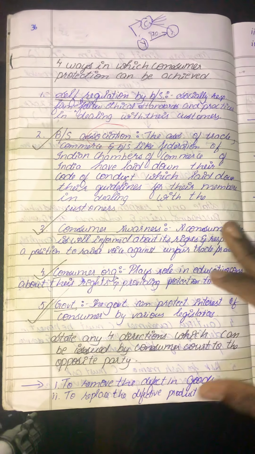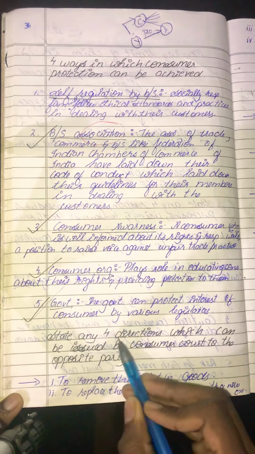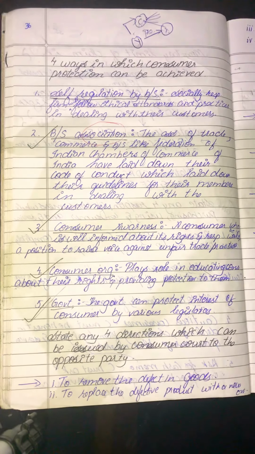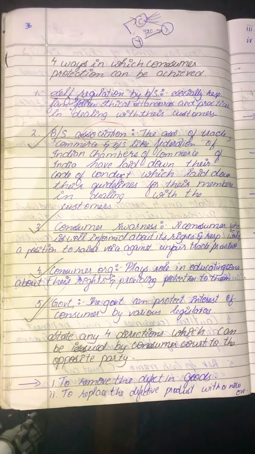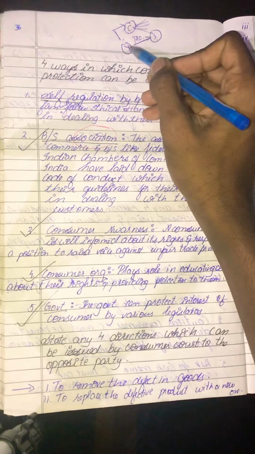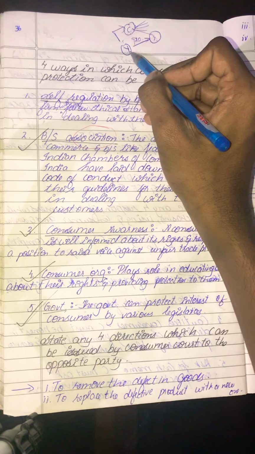Now the next important question you're supposed to know: state any 4 directions which can be issued by the consumer court to the opposite party. What are the 4 directions which can be issued by the consumer court to the opposite party? Just imagine you're the consumer Y. You are the consumer Y, so just imagine your name is Y.